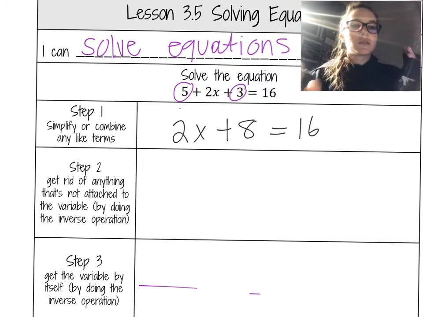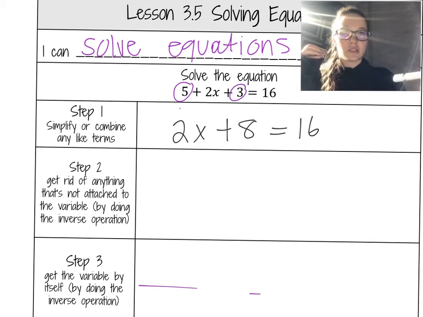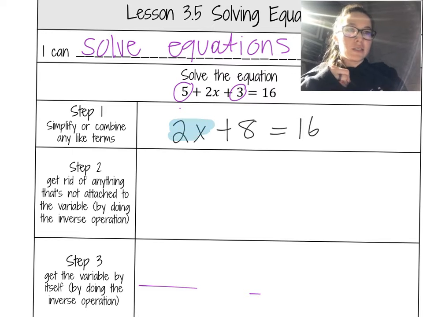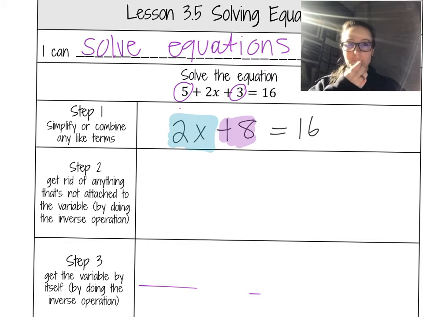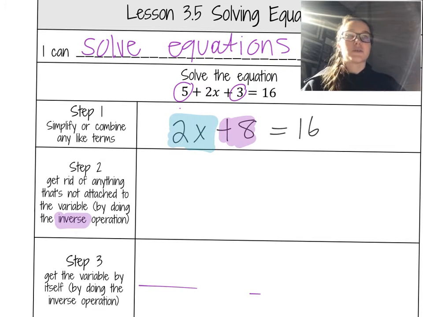Okay, so step 2, you're going to get rid of anything that's not attached to the variable by doing the inverse operation. Like this 2 is multiplying the x, so that's attached to the variable, but this plus 8 is not attached to my x. I'm adding it. It's its own separate thing, so I can get rid of that. Remember that in math, inverse means opposite. So if I'm adding 8, the opposite of adding is subtracting. So to get rid of that plus 8, I'm going to subtract 8.